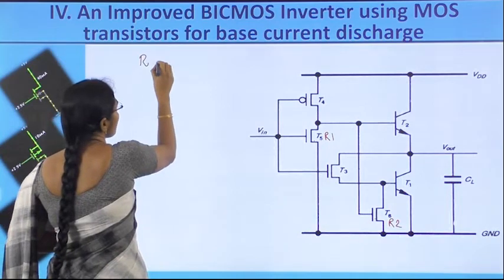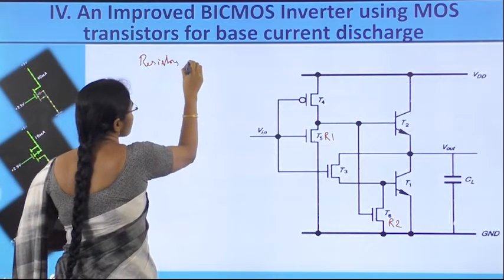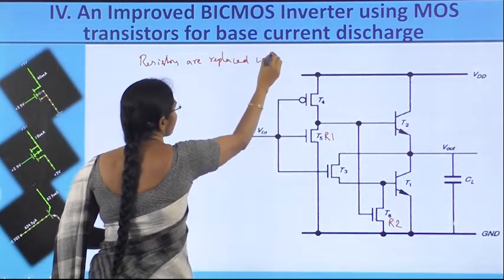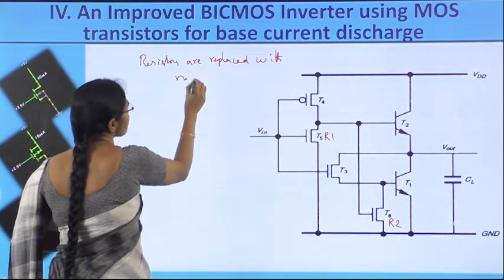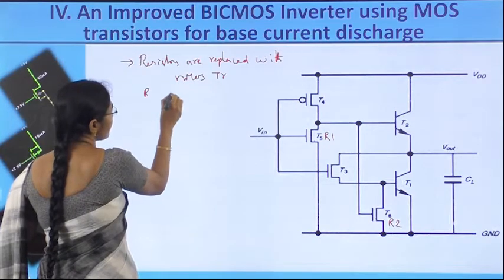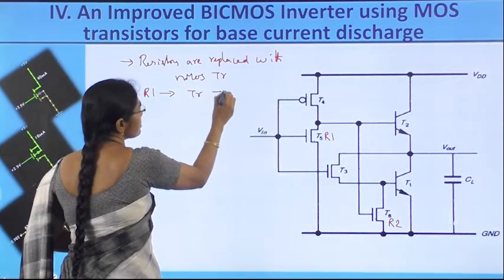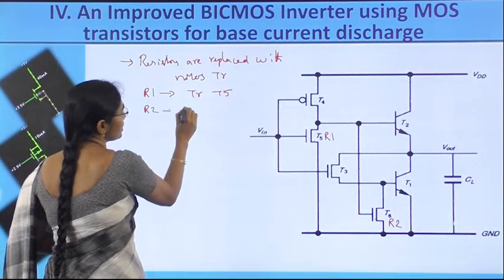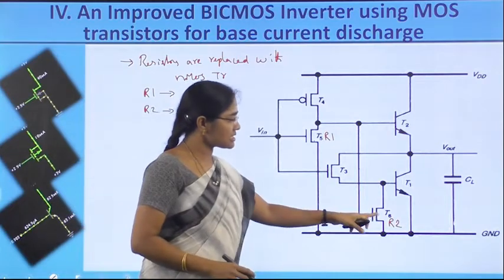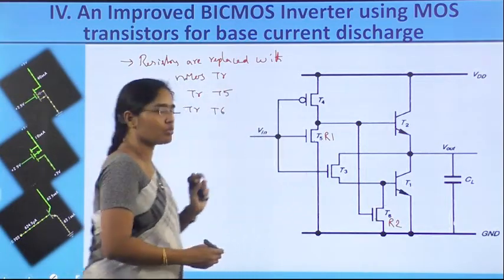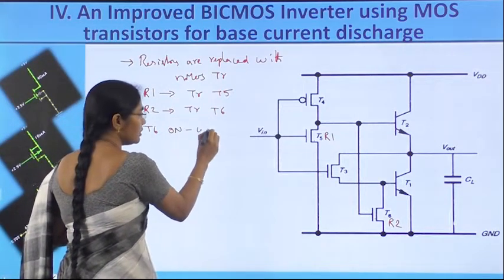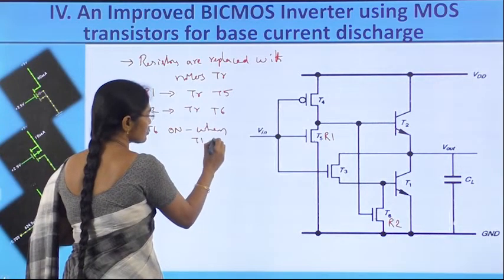So, resistors are replaced with MOS transistors, NMOS transistors. That is, in the place of R1, transistor T5 is used. In the place of R2, transistor T6 is used. T6 is on when T1 wants to turn off. T6 is going to be on when T1 turns off.